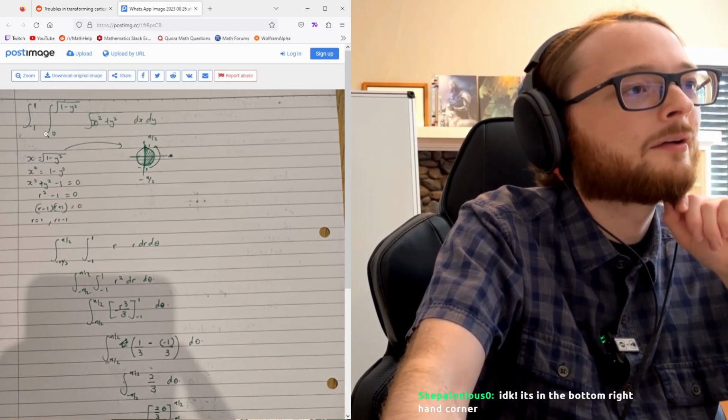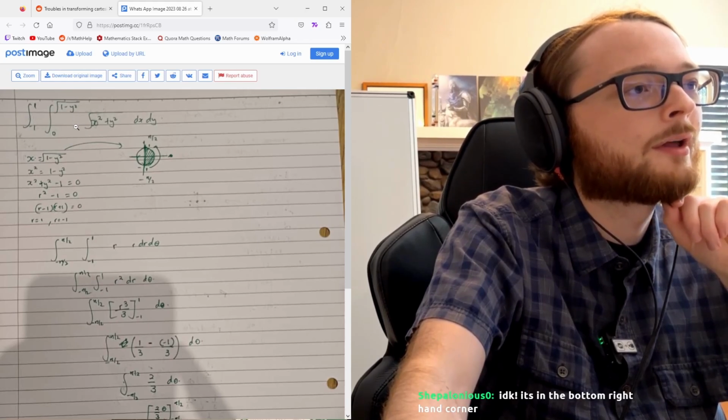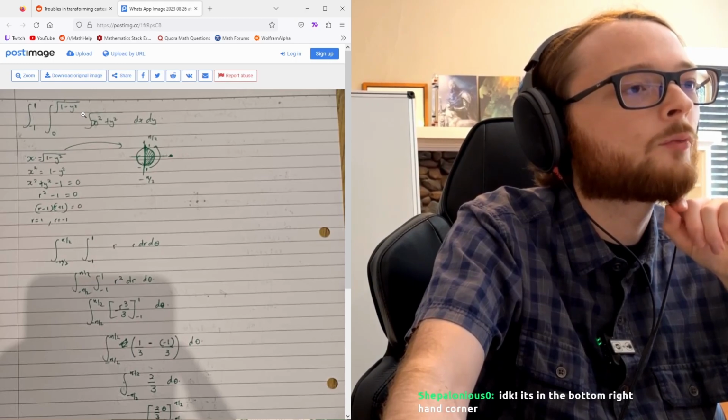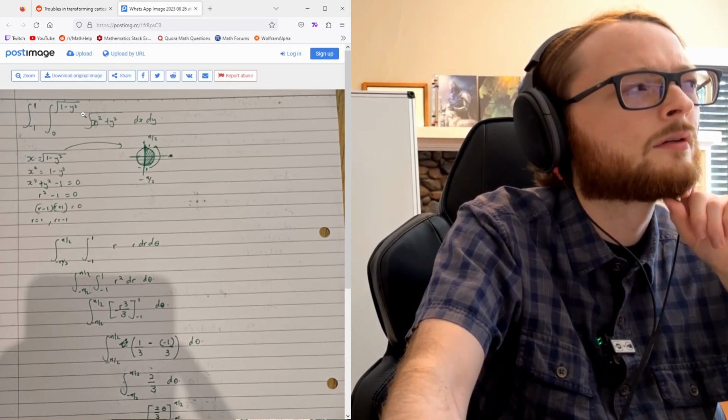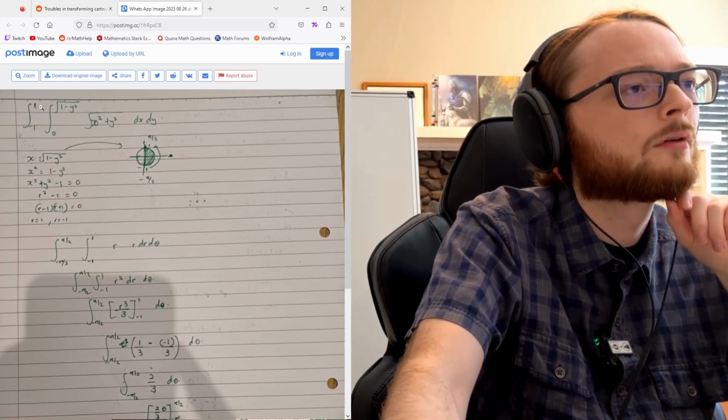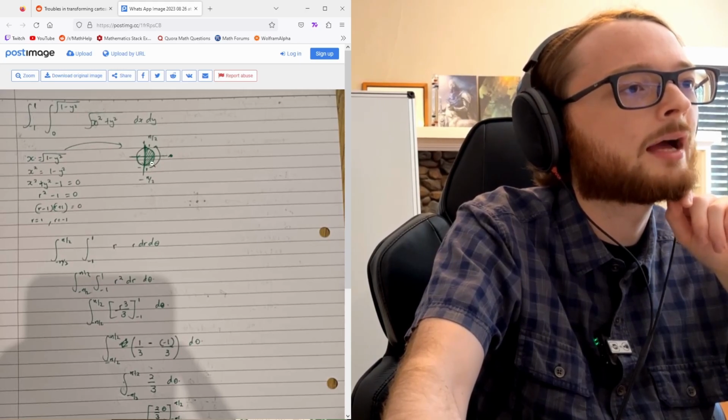So they have the region they're integrating over: the x's range from 0 to root 1 minus y squared, and the y's range from -1 to 0. Okay, so yeah, I think it is the right half of that circle.